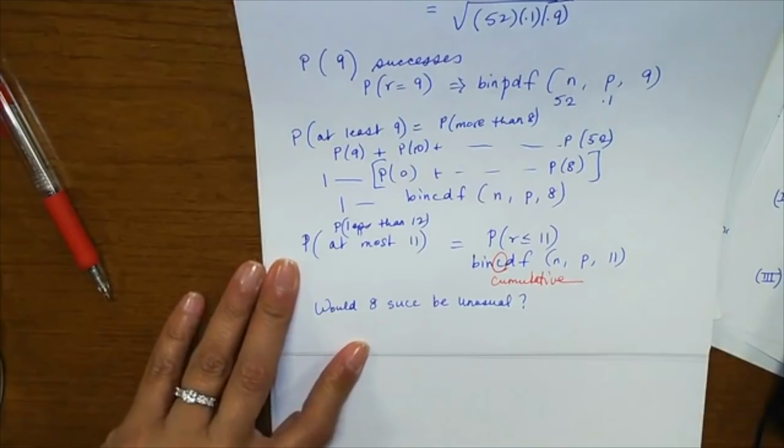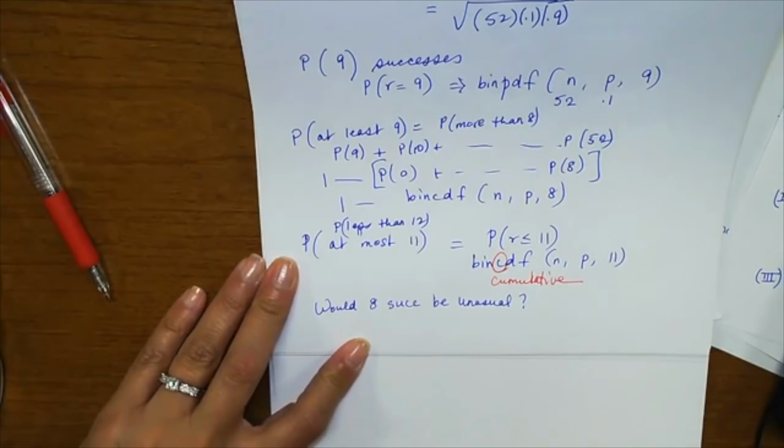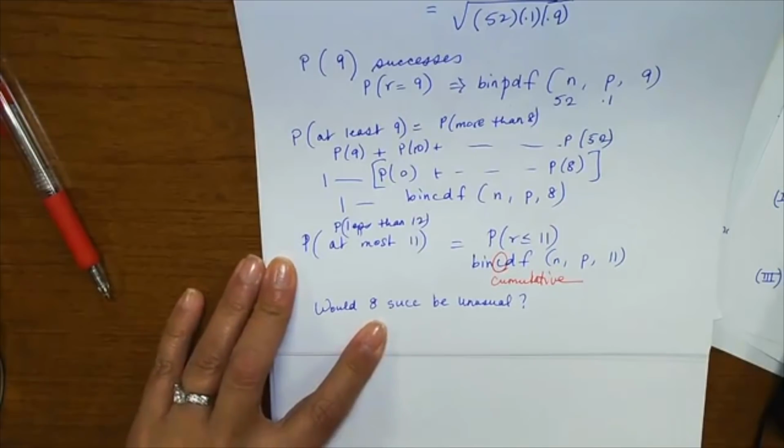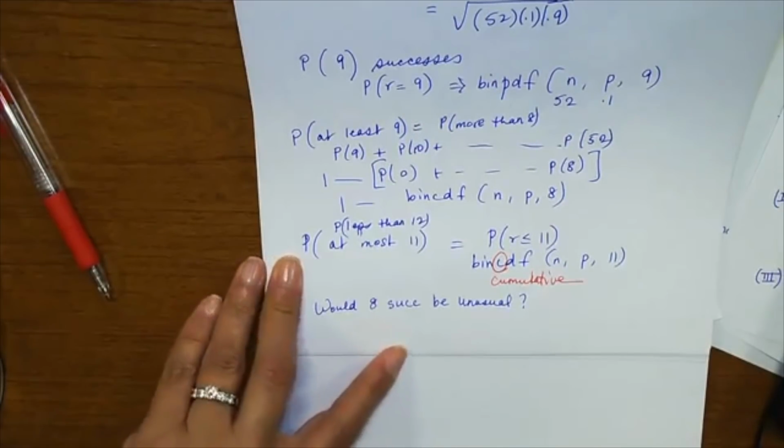How do I know to go 8 or more and not 8 or less? Okay. You just gotta read the problem. So here's the problem. I have 52 trials, and they want to know if 8 successes are unusual. So how do I know to go 8 or more rather than 8 or less? Why'd you go 8 or more? Why aren't you going 8 or less? 8 is such a small number, ain't it?